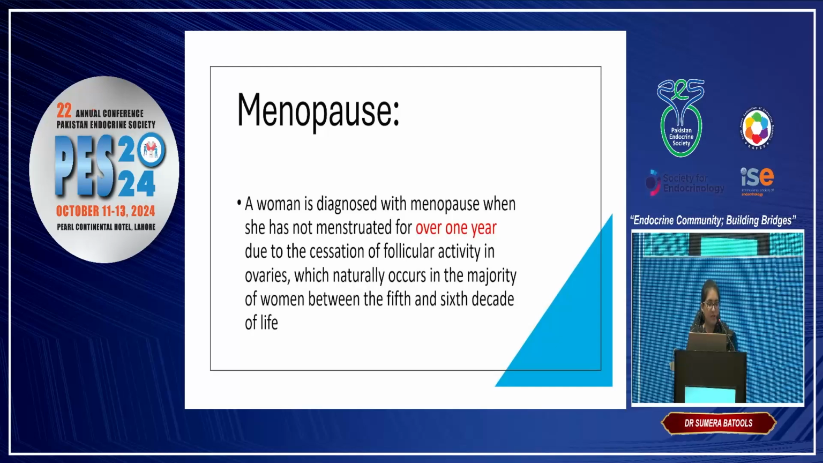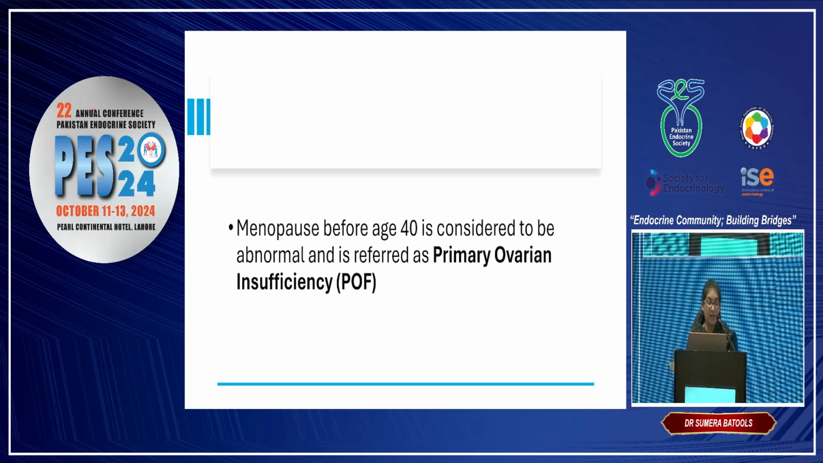So the first thing is, what is menopause? A woman is diagnosed as having menopause if she has not menstruated for more than a year, and it is due to cessation of the follicular activity in the ovaries. Most women enter into the menopause between the 5th and 6th decade of life. If the menopause occurs before the age of 40, it is abnormal, and it is termed as premature ovarian failure or primary ovarian insufficiency.